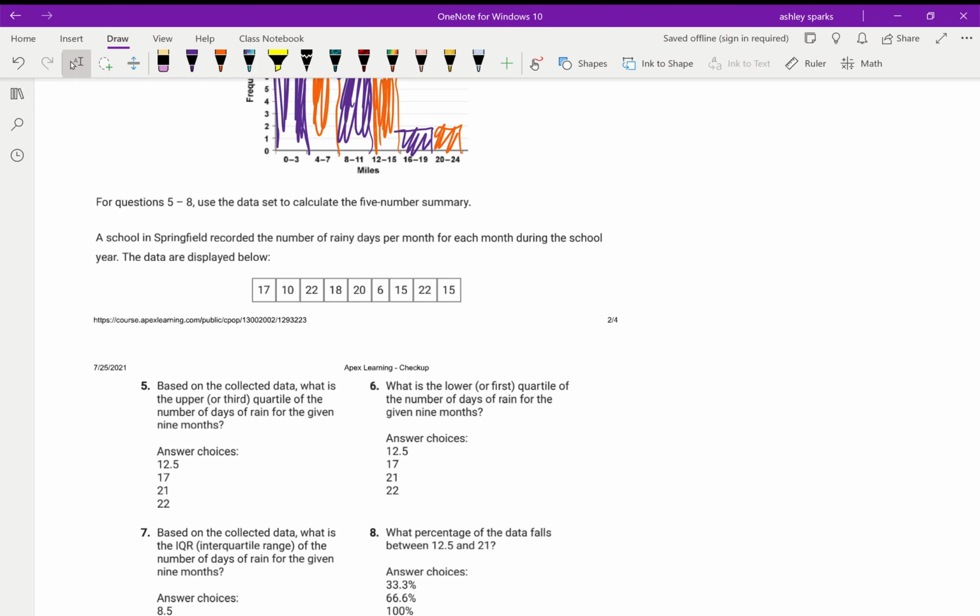it's the median basically. So the first thing I need to do is organize my data. So I have a 6, 10, 2 15s, 17, 18, 20 and 22.